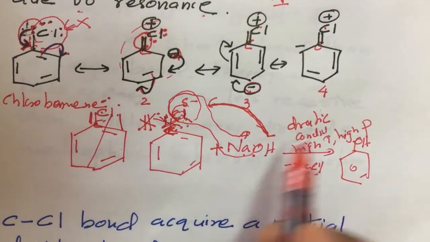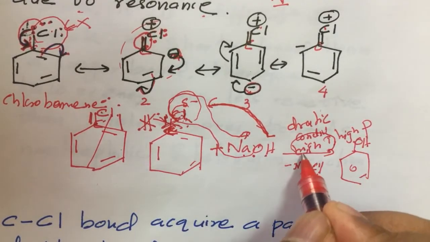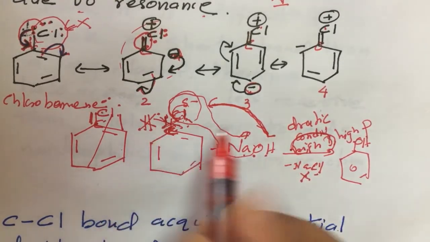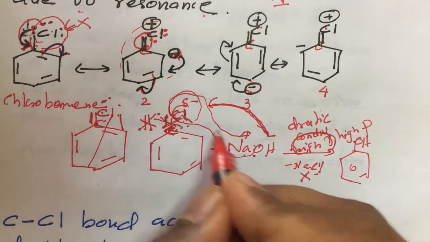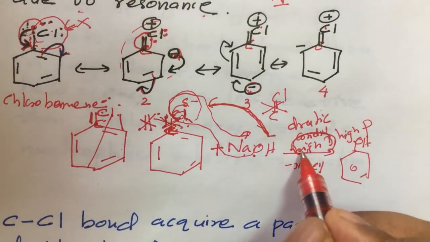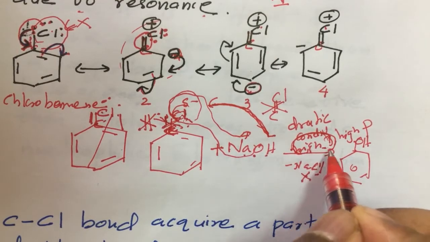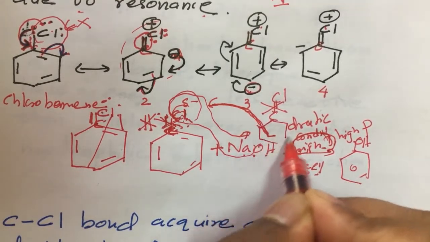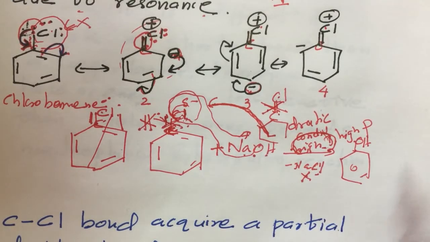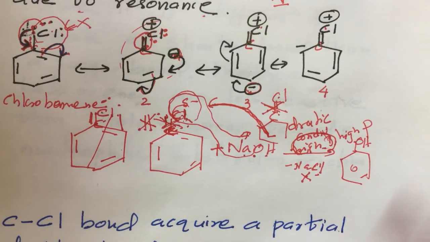OH will replace Cl, because at high temperature, by using that heat energy, the carbon-halogen bond will break. At high temperature, by using that heat energy, the partial double bond formed in the C-Cl bond will break. Clear? And this is the reason for the less reactivity of haloarenes towards nucleophilic substitution.